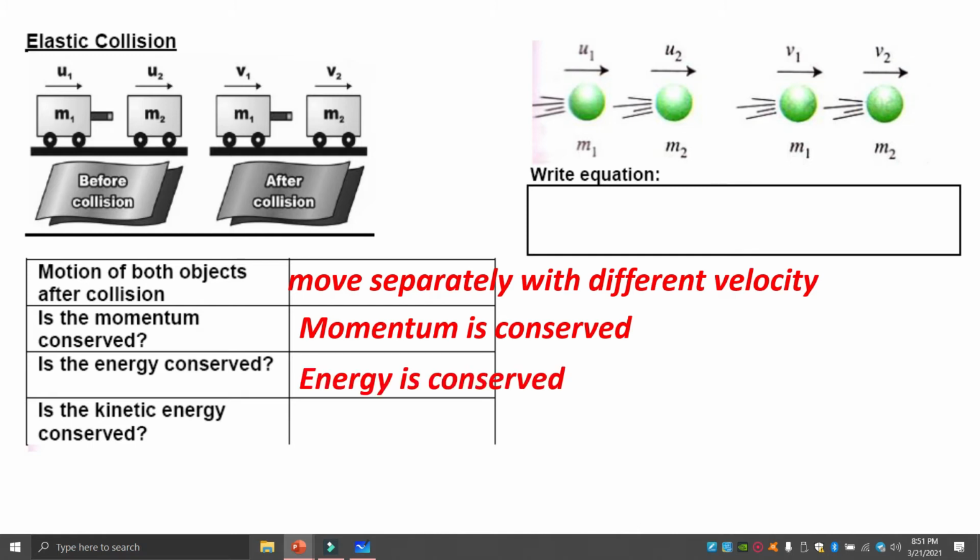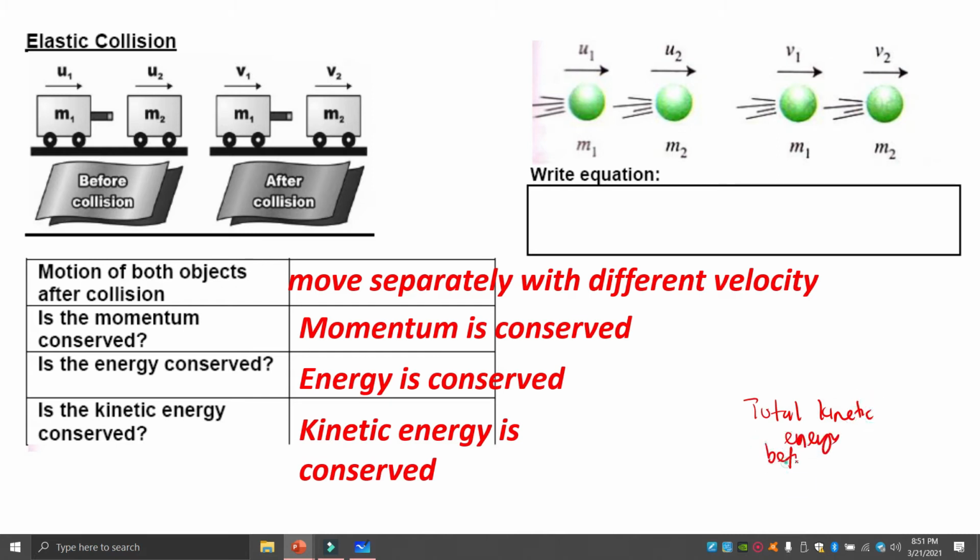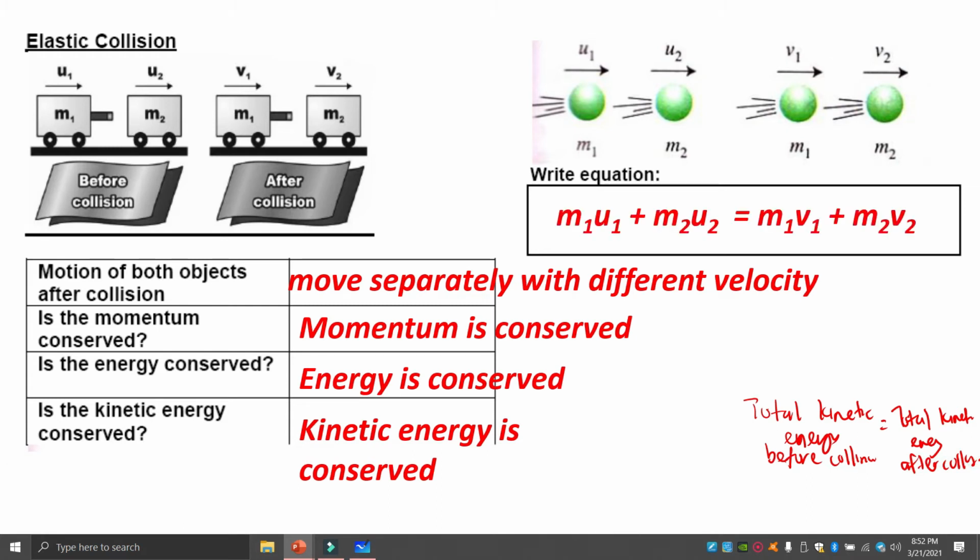Yes. What kind of energy here? The kinetic energy. Is the kinetic energy conserved? Yes, kinetic energy is conserved. It means the total kinetic energy before collision is the same as the total kinetic energy after the collision. So that will be the same. This is the equation.